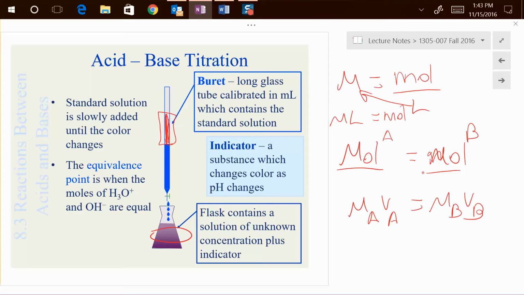Very similar to the dilution equation. Same concept, the moles of one thing are equal to the moles of another thing. That's how we get this equation. Okay? So if you're given a titration question, that's the equation you want to use. You'll just simply solve for the unknown based on the volume and molarity of the thing that you used to titrate it with. Okay?